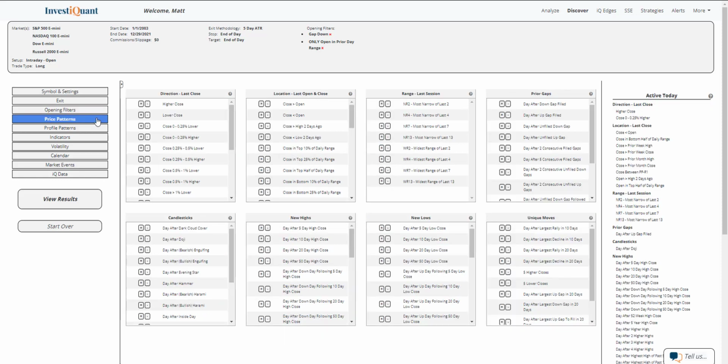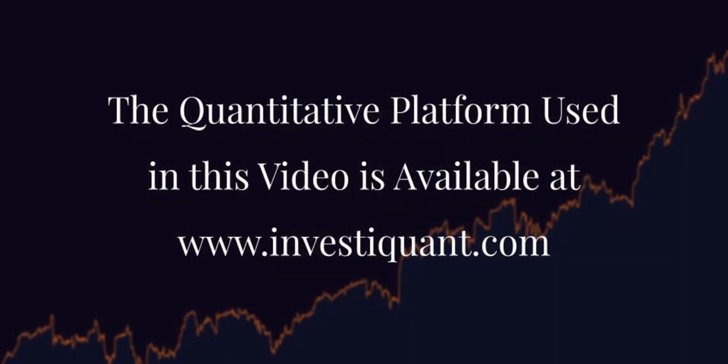Next, I'm going to go into the Price Patterns library, and I'm going to add two pieces of information from here. And that information is going to be that yesterday closed below its opening print, which means it had a red daily candlestick. I just grabbed that from the active today. I'm also going to grab this day after 52-week high close. That means that yesterday closed at the highest closing price of the year, and a little bit more since we've got a couple days left here in the year. All right, now I can click View Results.